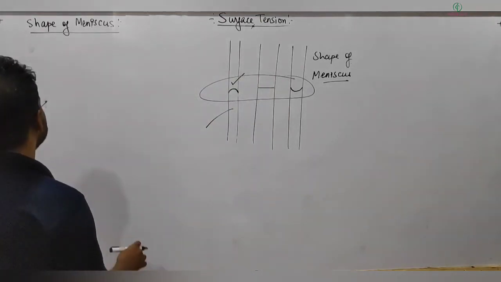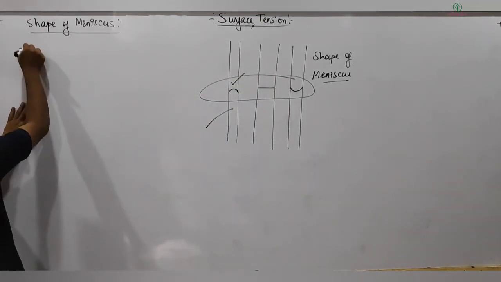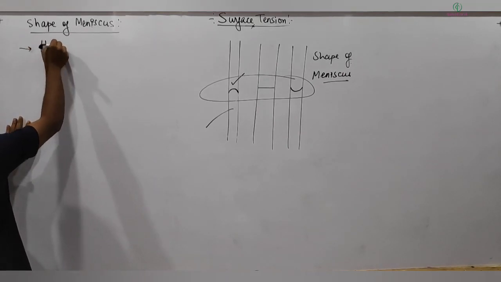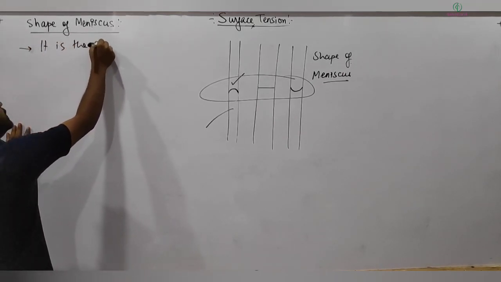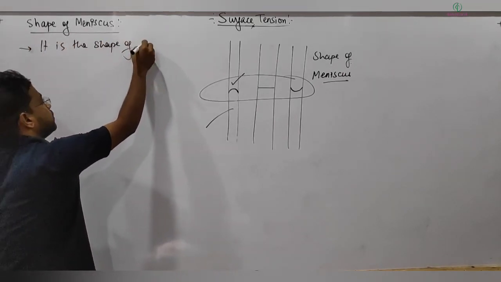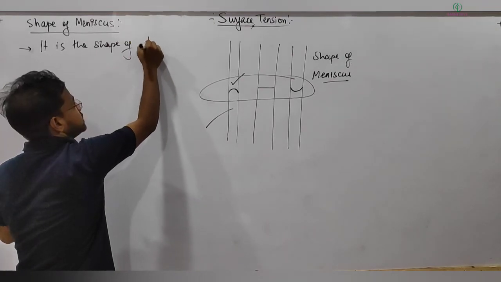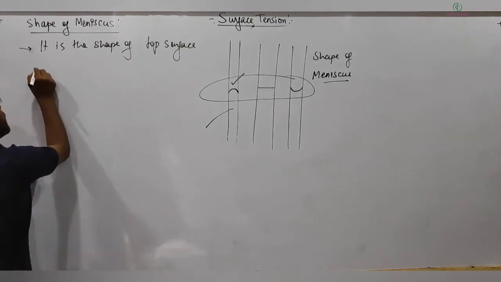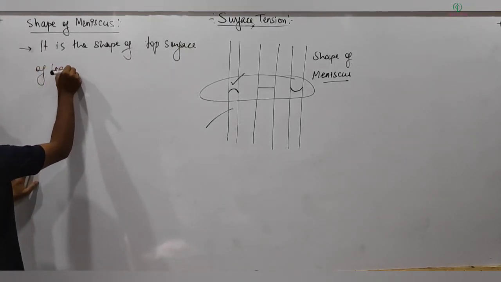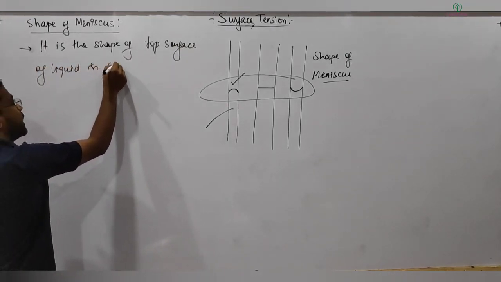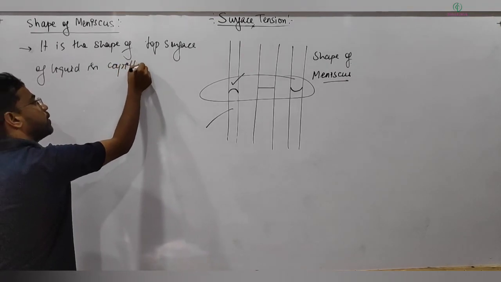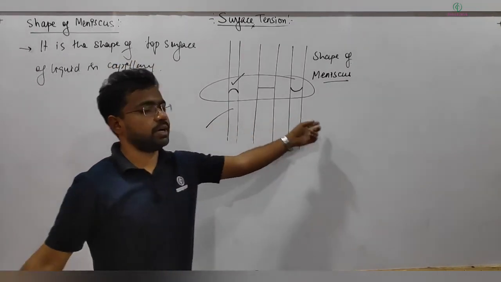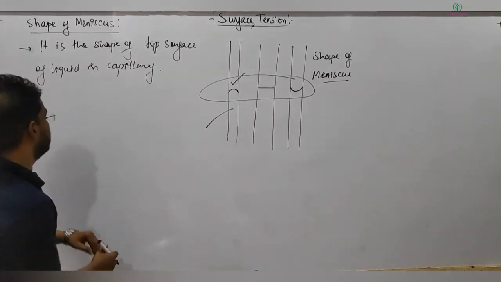So let me explain. The shape of the meniscus is the shape of the top surface of the liquid in a capillary, and it can be in different possible ways.